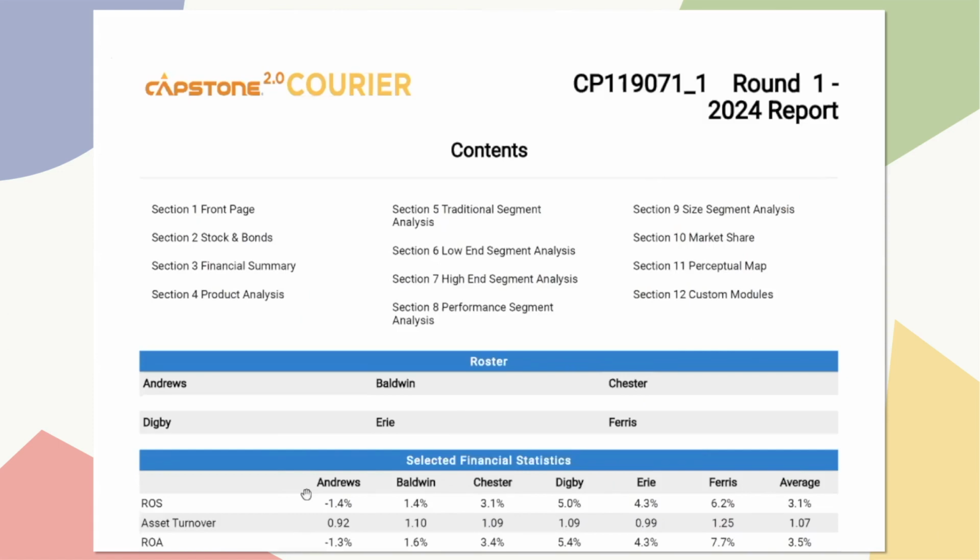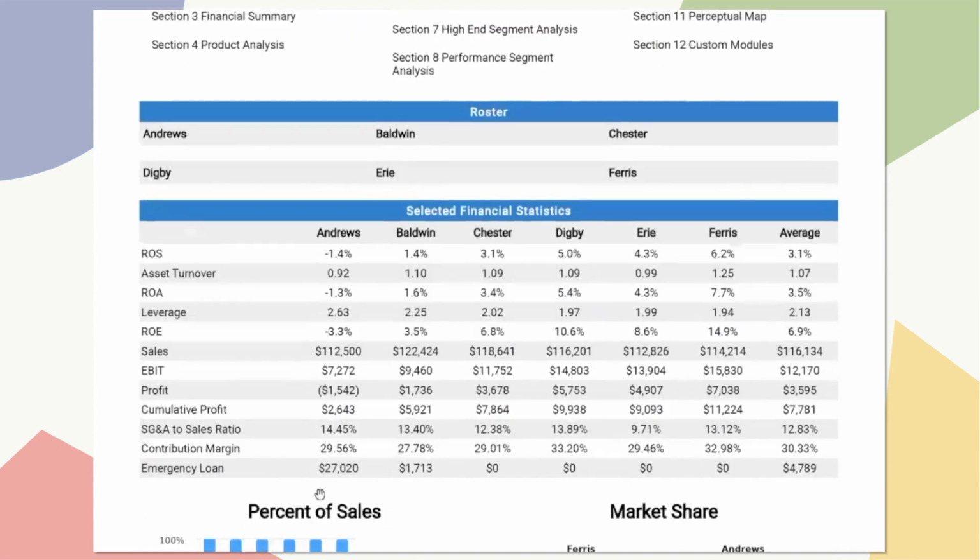Here on page 1, you can see who received an emergency loan right at the bottom of the selected financial statistics table. If you scroll across, you can see that Andrews has a $27 million emergency loan, and Baldwin took on a $1.7 million emergency loan. We're going to investigate these two, figure out the source of their problems. First, we'll check out the cash flow statement on page 3.